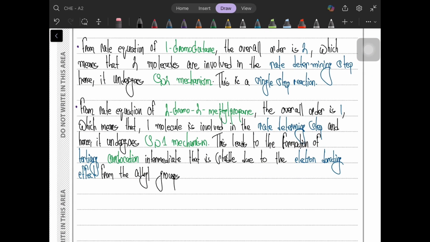And from the rate equation of 2 bromo 2 methyl propane, the overall order is 1, which means that 1 molecule is involved in the rate determining step, and hence it undergoes SN1 mechanism. This leads to the formation of a tertiary carbocation intermediate that is stabilised due to the electron donating effect from the alkyl or methyl groups, right? Alright, so let's just move on to the next question.